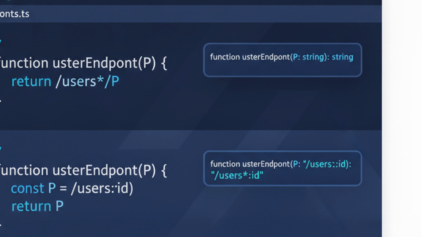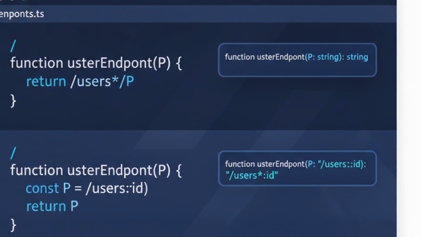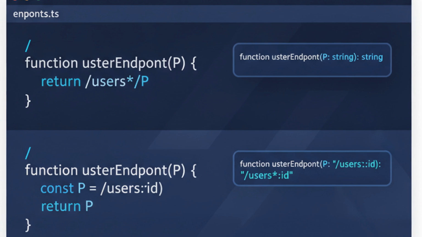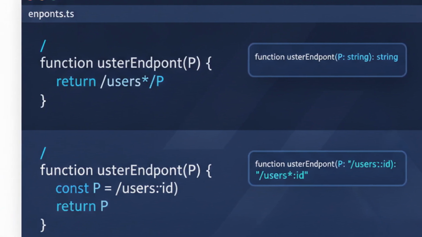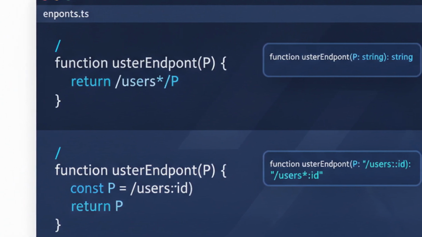That const modifier on the type parameter is doing heavy lifting. Without it, TypeScript widens your path string from the literal /users/:id to just string, and you lose the ability to pass parameters out of it. With const, the literal survives. This is a TypeScript 5 feature that replaced the older trick of writing as const at every call site.